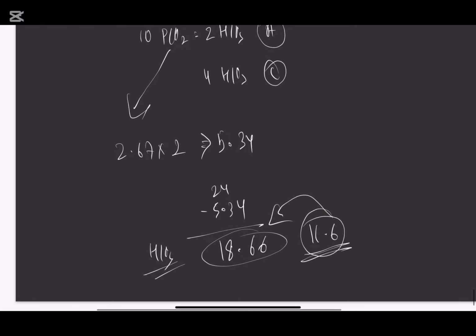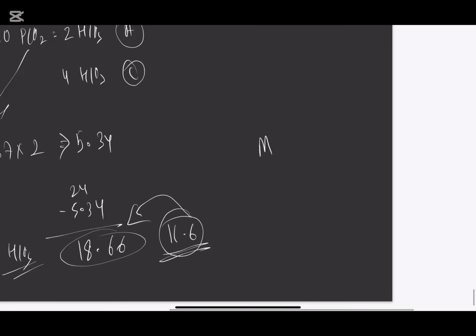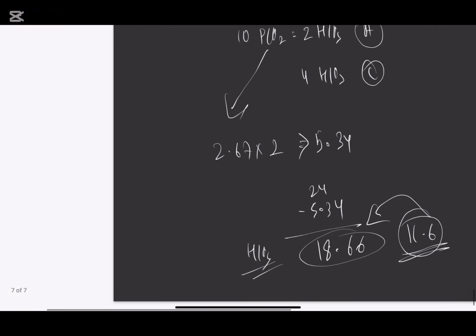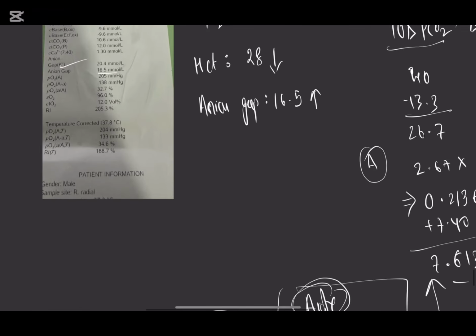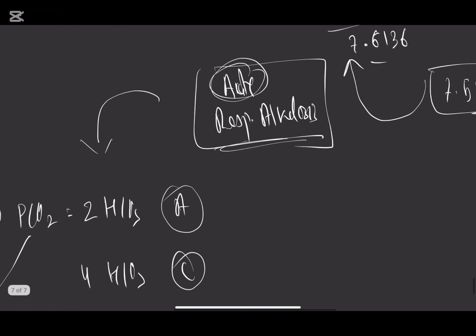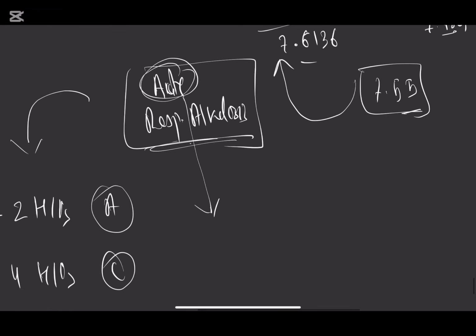So there is hidden metabolic acidosis as well. So the final diagnosis is acute respiratory alkalosis with metabolic acidosis.